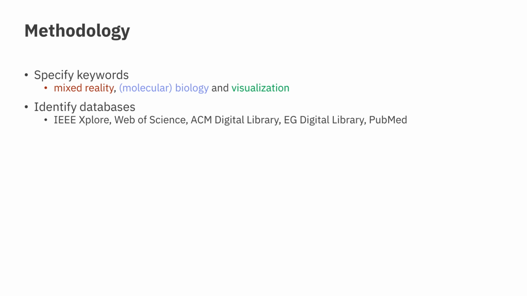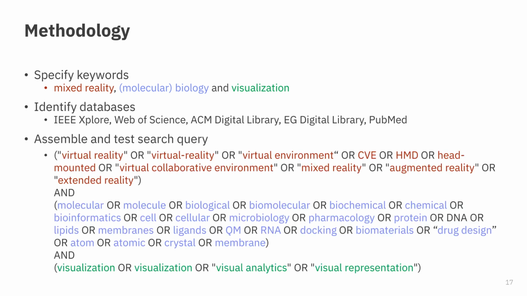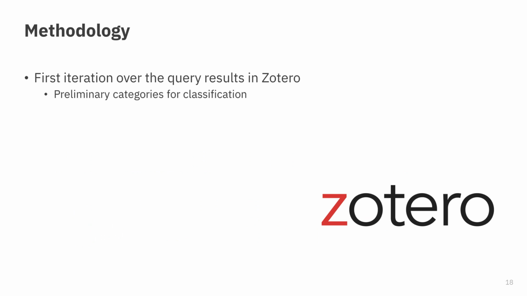Then, we collected a list of databases and search engines potentially containing relevant papers. We assembled various search queries and tested their compatibility and outcomes on the selected databases. After a few iterations, we arrived at the following query. I'm not going into details, as you can find them in our paper, but as you can see, the query combines all three areas mentioned earlier. We used the query in 5 different databases: IEEE Explorer, Web of Science, ACM Digital Library, EG Digital Library, and PubMed. We stored the results in Zotero.